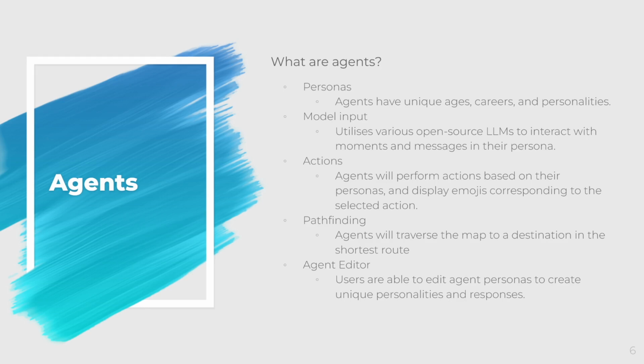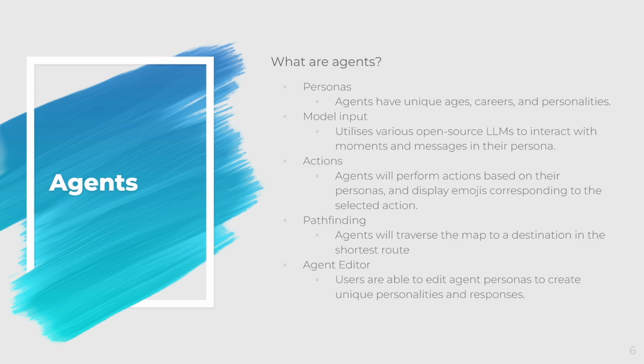They all have unique ages, careers, and personalities. These personas are then used in the model input, which are able to prompt various open source LLMs with their personas to create believable moment responses and messages based on that persona. Agents also perform actions based on their persona and display emojis corresponding to that action. So if an agent is a computer scientist, they might spend some time programming, or if they're a project manager, they might spend some time consulting with a client.